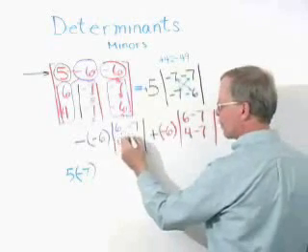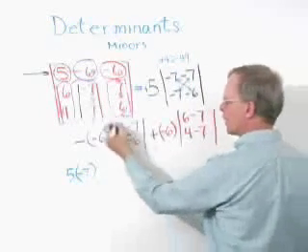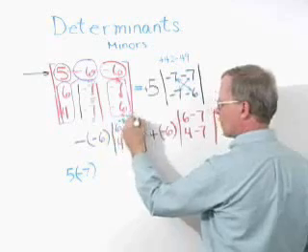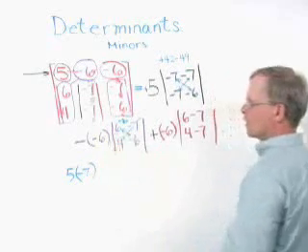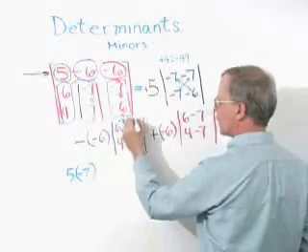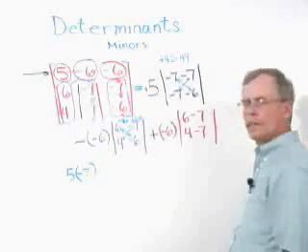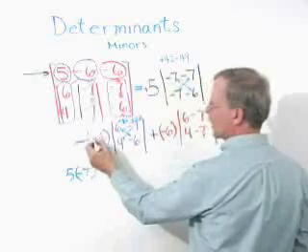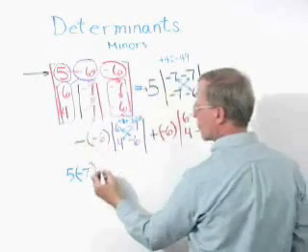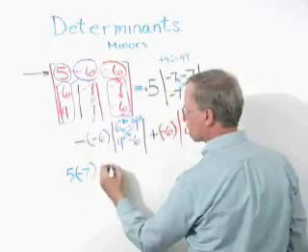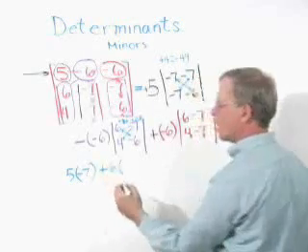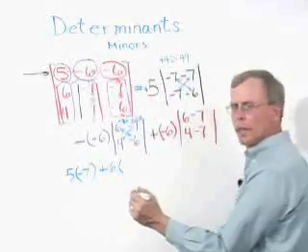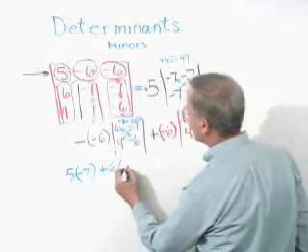Then we'll do this one. This is -36. And this is minus -28. That's +28. -36 plus 28 is -8. This is -6, so that's plus 6 times 8. And that's a -8.